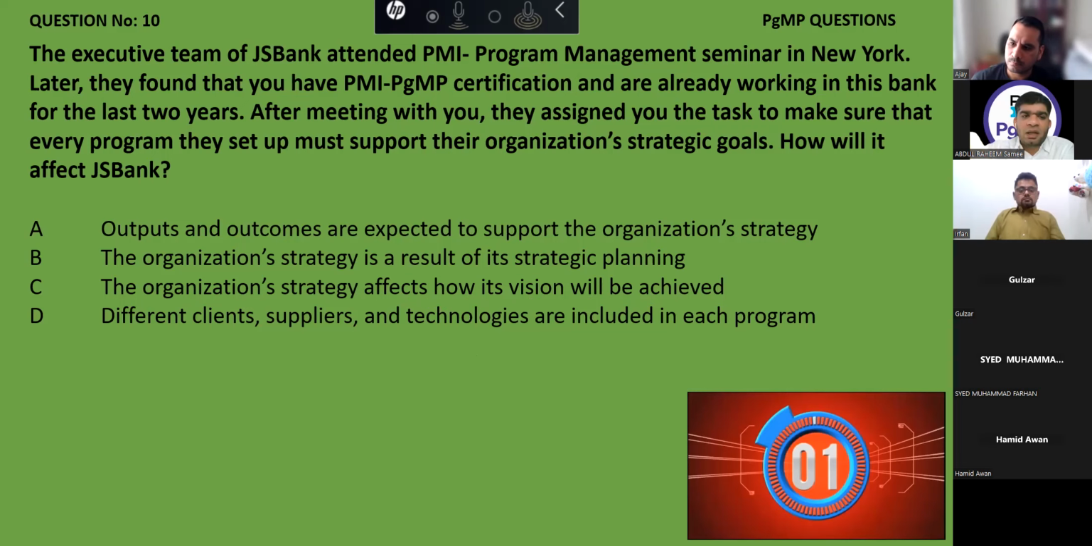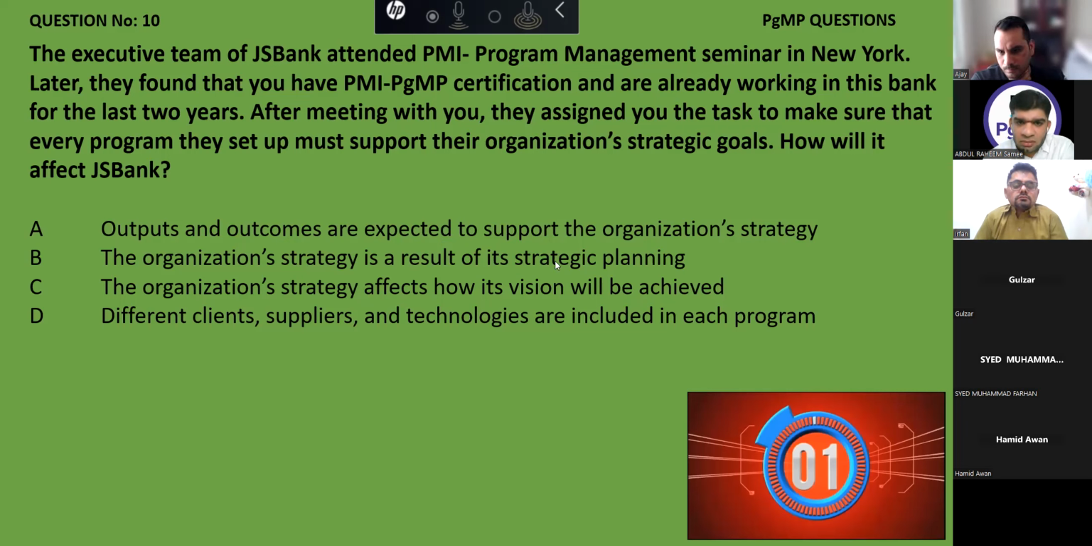Gulzar, I will come back to option B. I will explain option C, then I come back to option B. The organization strategy affects how its vision will be achieved. Gulzar sahab, is it correct or wrong? For C, sir, if it were mission, then I would agree with it. For the vision, I don't think that was strategy. Strategy can affect mission and vision both. But I think first it affects the mission and then overall vision. Right, sir. Correct. In option B, now you say, what is not clear?